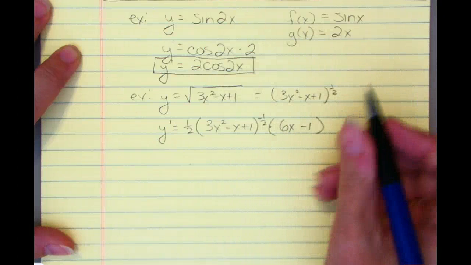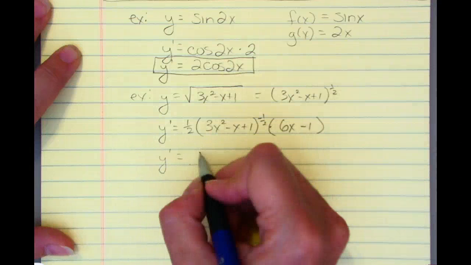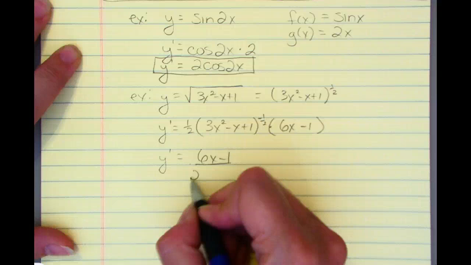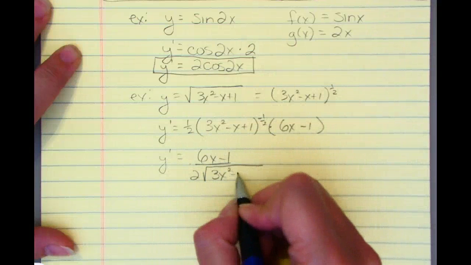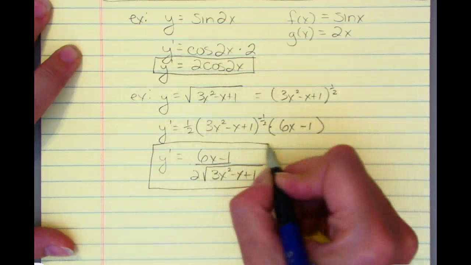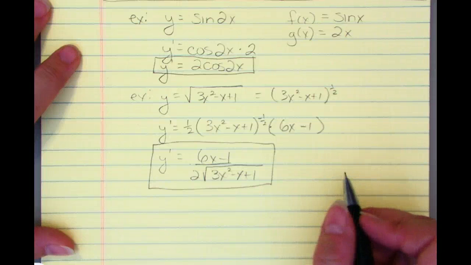Maybe we'll do this to make it clear, and then I will clean this up. 6x minus 1 is in the numerator, 2 is in the denominator, and so is this, and I'm going to put a square root back around it again. There is the derivative, or the slope of the tangent line, at any point.